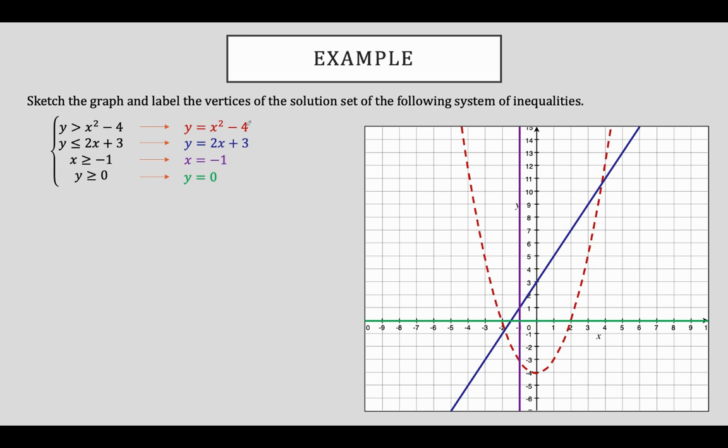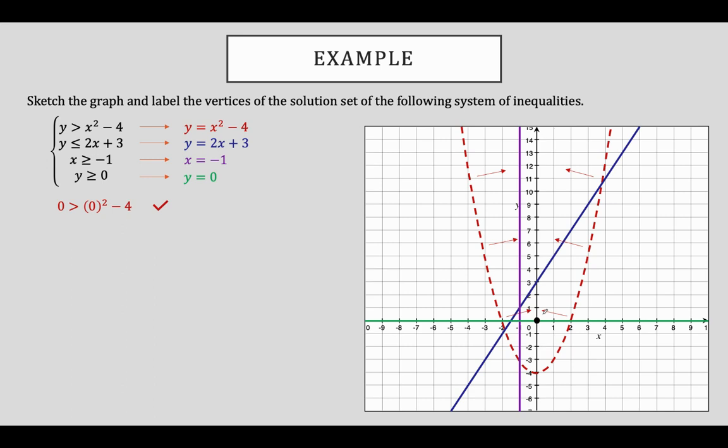Well, for our parabola and for our line with a slope of 2 here, we can easily choose the test point (0, 0). Let's test this in our quadratic inequality. If we plug in 0 for x and 0 for y, we get 0 is greater than 0 squared minus 4. Well, 0 is greater than negative 4. That is a true statement. So for our parabola here, we want to shade the region that includes our test point at the origin. That means we are shading inside of our parabola.